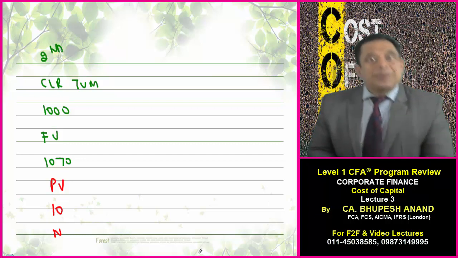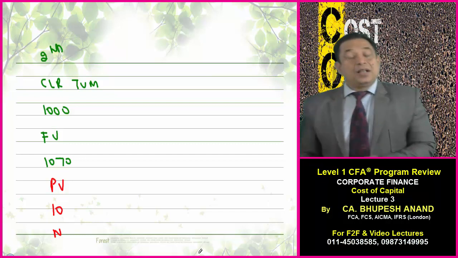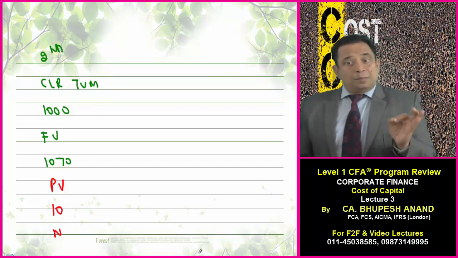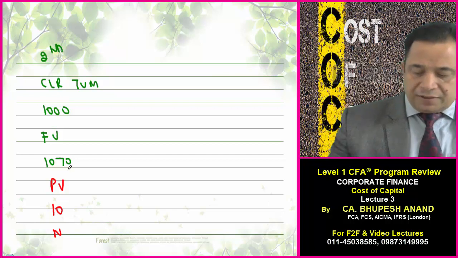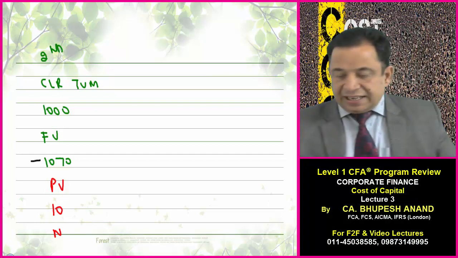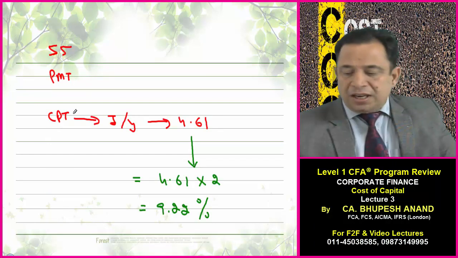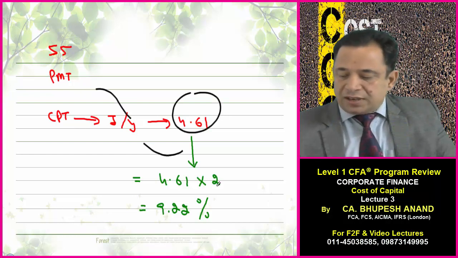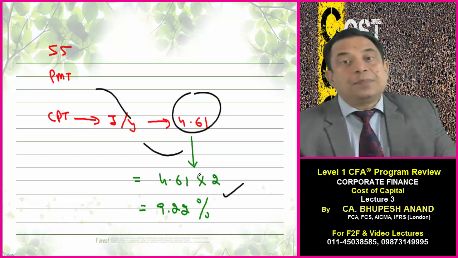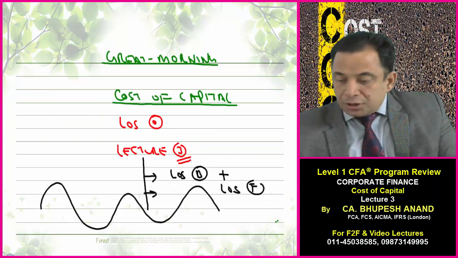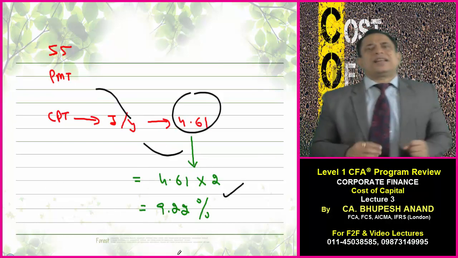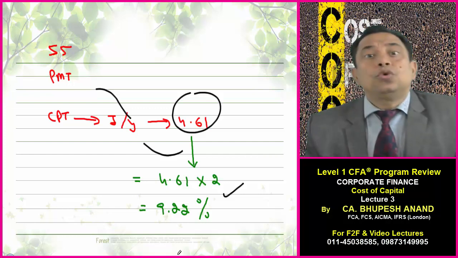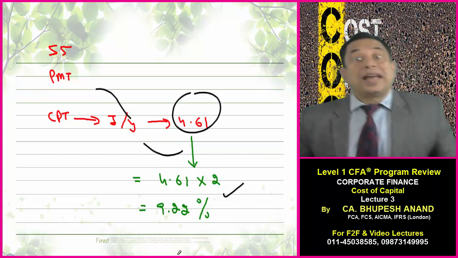Second, clear TVM. Please write down the steps and please press the buttons. 1000 as future value, minus 1070 as present value, 10 as N, 55 as PMT, compute this, that comes to 4.61, and the total amount is 9.22. So like this, we have concluded in today's lecture how we can use the YTM approach for calculating cost of debt.